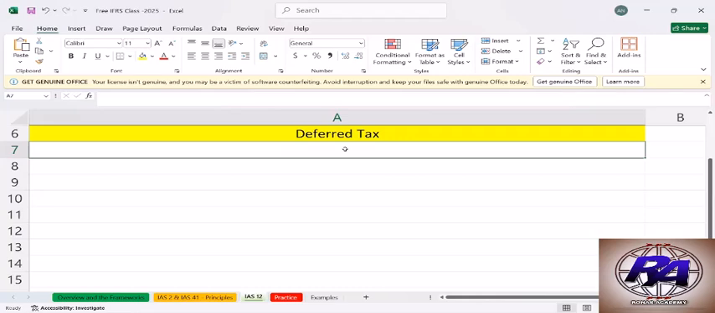Now, deferred tax. We said that current tax is a tax that is payable or recoverable in respect of our taxable profit or tax loss. Now, what is deferred tax? Deferred tax is a future tax consequence. So when we talk about deferred tax, let's move here.